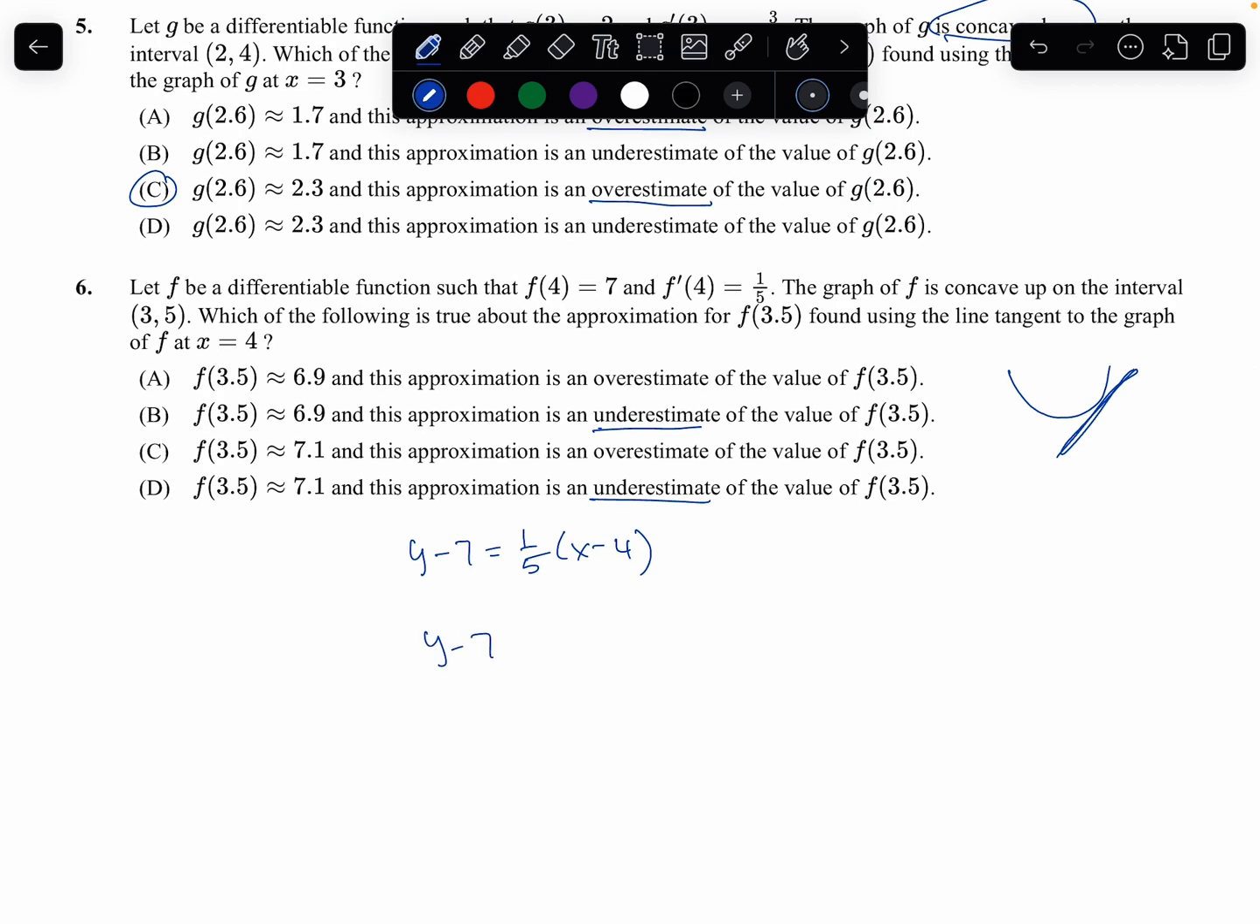So y minus 7 is equal to 1/5 times by negative 0.5. So we have 0.2 times by negative 0.5, and we add 7, we get 6.9, and so it should be B. Okay, we finally get some different answers there.